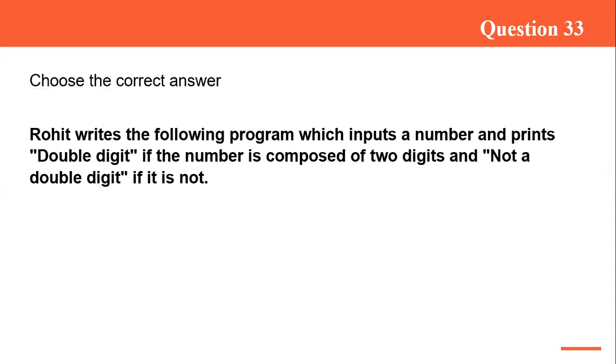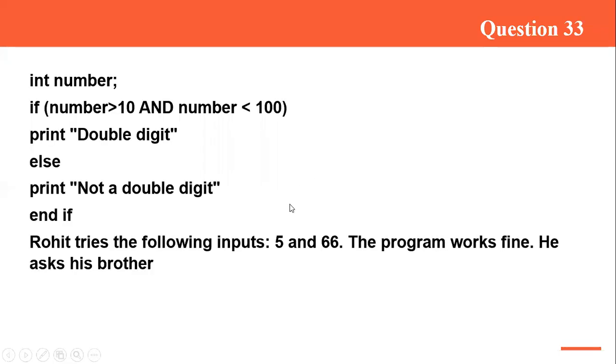Just see this, everyone. Rohit writes the following program, which inputs a number and prints double digit if the number is composed of 2 digits and not double digit if it is not. Can I show the program, everyone? To check whether the number is a 2 digit number or not, we have to print. Just see that. There is some more of the question. I'll show you. Read the question.